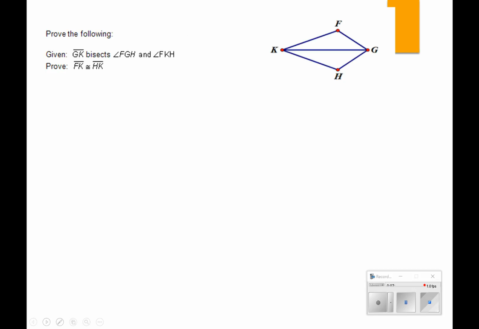All right, let's go ahead, and you know me, I like 2-column proofs. We're given that GK bisects angles FGH and FHK, so this angle here and this angle here. And we want to prove that FK is congruent to HK. So logically, let's start with our statements.